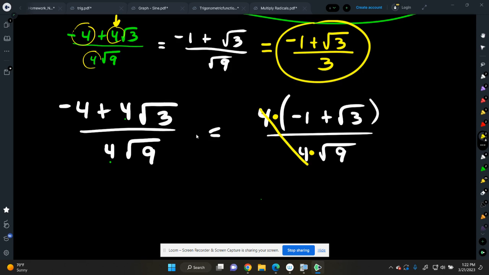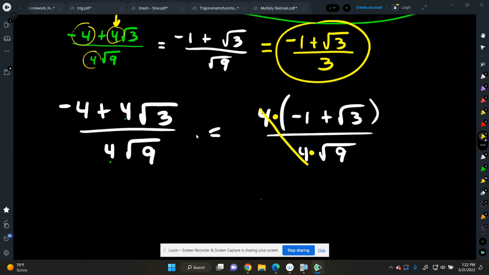Okay, we're going to do another one. Hopefully it'll help you. So the answer is -1 plus the square root of 3 over 3. But then you can cancel? Can't cancel. No, because one's inside and one's outside.